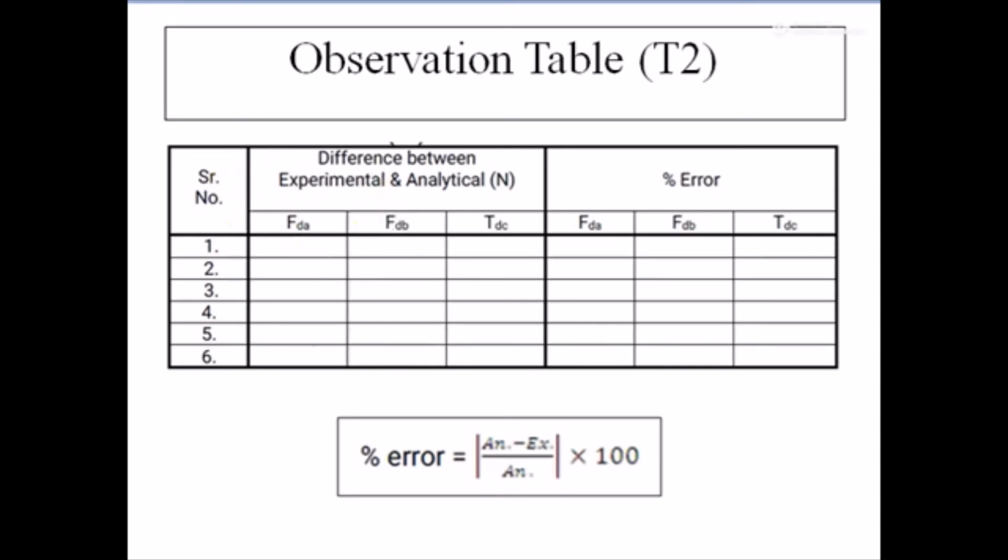So what you have to do in this table, that is table T2, you have to initially take the difference of experimental and analytical value, which you will be filling here, and you have to note down the percentage error. So percentage error can be calculated with analytical minus experimental divided by analytical, modulus of it, into 100. So this is how we can evaluate and perform the non-coplanar concurrent force system experimentally, and we can verify the values analytically. Thank you.